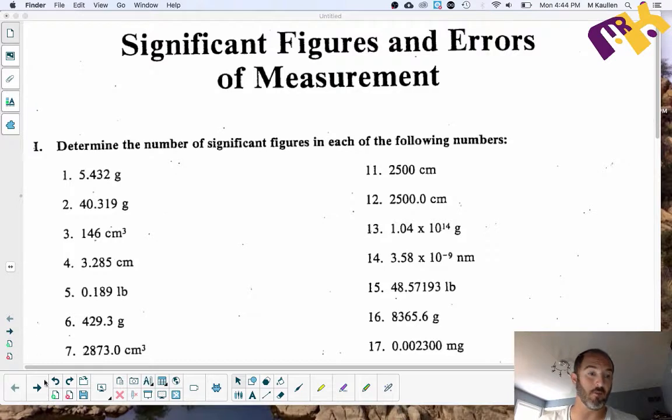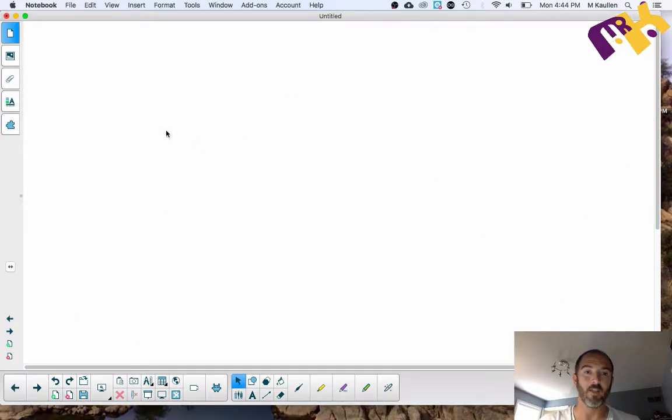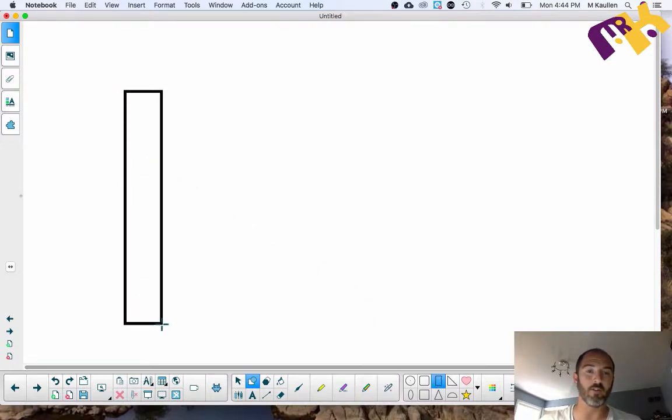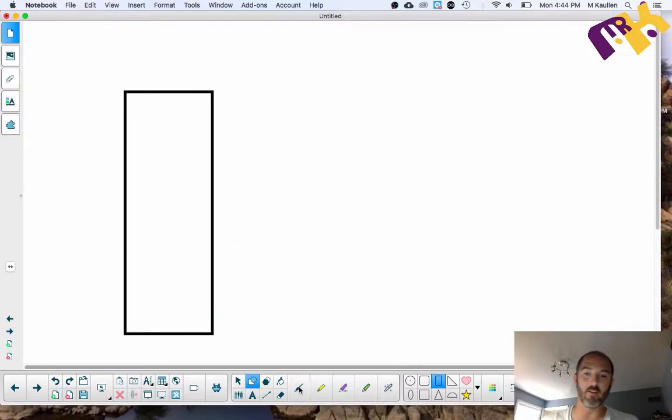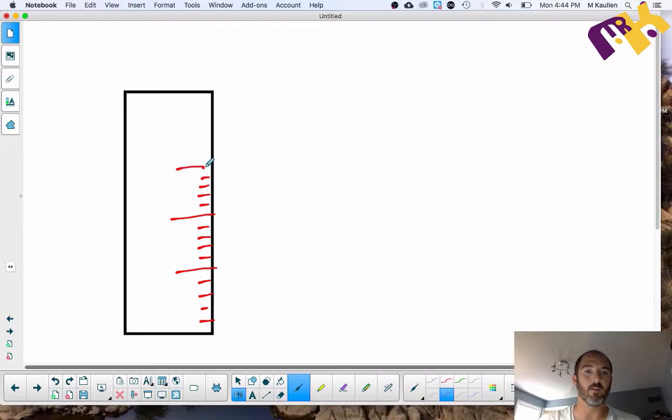As an example, I'm going to switch. Let me see if I can add a page here. All right, so let's say that we have some fancy ruler. We'll go ahead and put this little ruler in like so. And this ruler will have markings. All right, so we'll do like 1, 2, 3, 4, 5, and then 1, 2, 3, 4, 5, and so on.